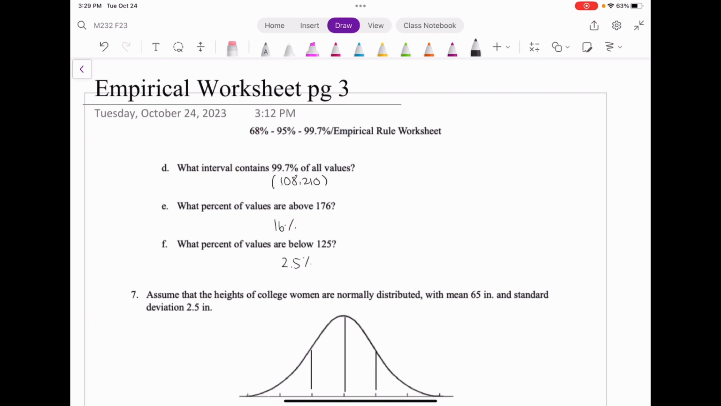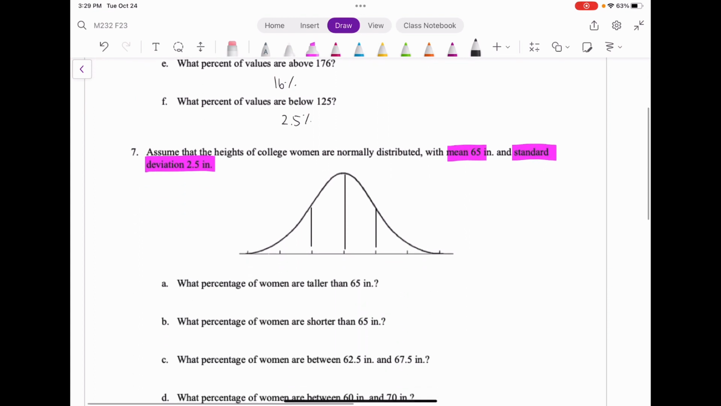Here are those answers reflected on this piece of paper. Now we're getting into a problem that actually gives us context, not just numbers. We're talking about women's heights, college women. We have a mean of 65 inches and a standard deviation of 2.5 inches. Our percentages do not change. 34% in the middle, 13.5%, 2.35%, and 0.15%.